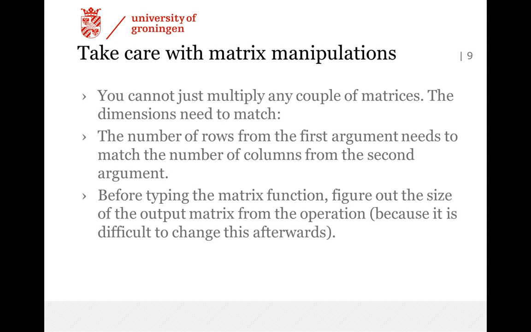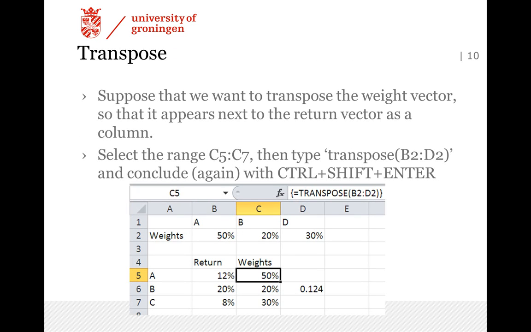Take care with these matrix multiplications. As I said before, you cannot multiply any couple of matrices. So if you find errors, check whether you could actually do it. Check whether the inner dimensions match. So the number of rows from the first argument needs to match the number of columns from the second argument. And before typing the matrix function, figure out the size of the output matrix.